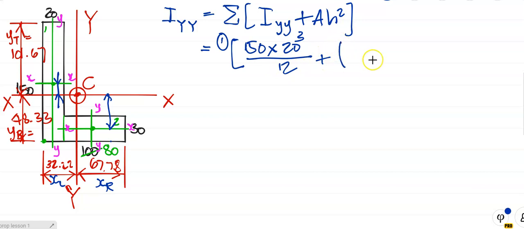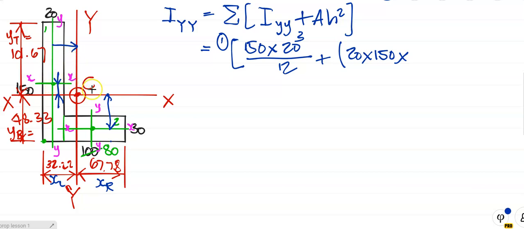Plus A for area, which is 20 times 150, which we know by now almost out of our heads, times H. Are you listening? Okay, what's H? H is the distance from the centroid of the element to the centroid of the whole cross section.